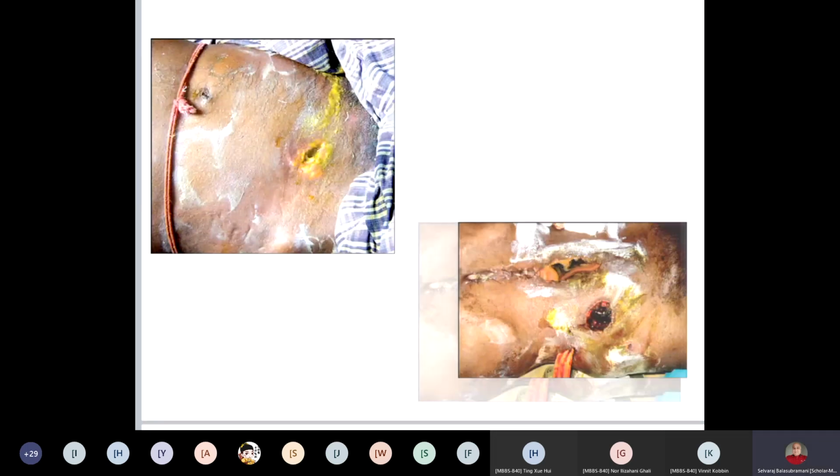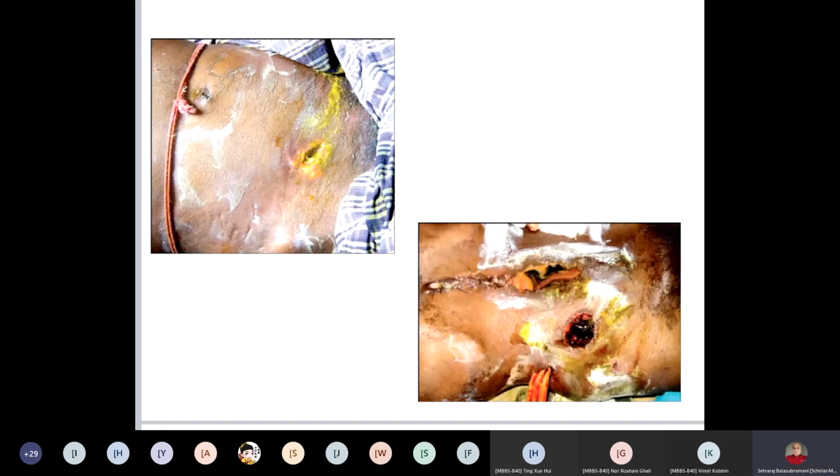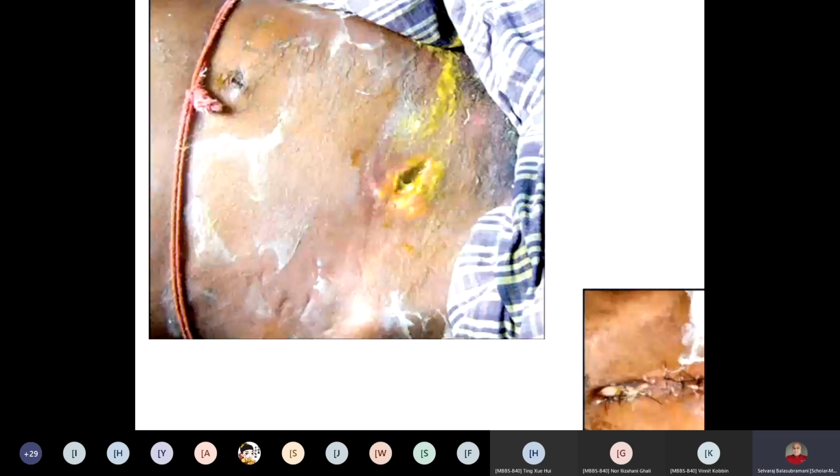This is another fistula, over the anterior abdominal wall. You are seeing some discharge, but you are seeing some yellowish stuff also. So what is your diagnosis? Yellow stuff is fecal matter. So what is this fistula? This is fecal fistula, also known as enterocutaneous fistula.